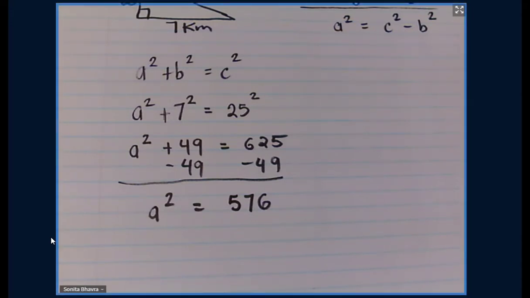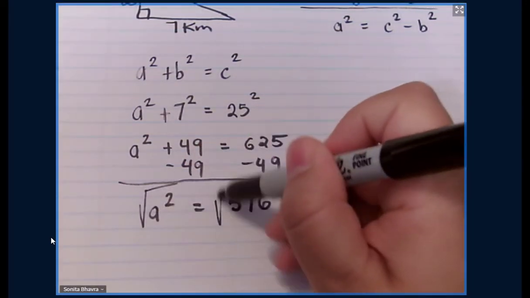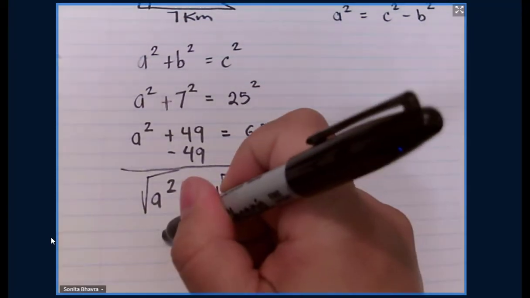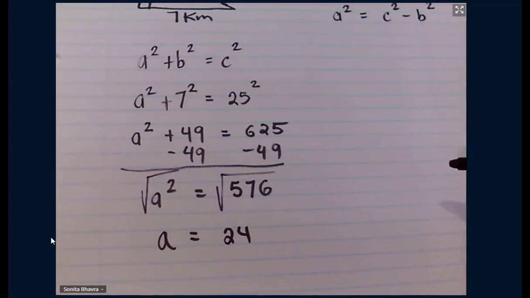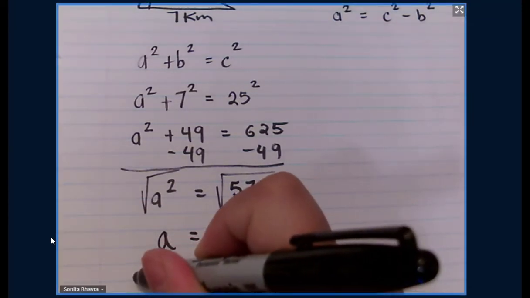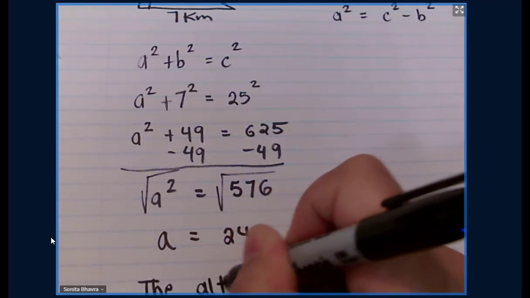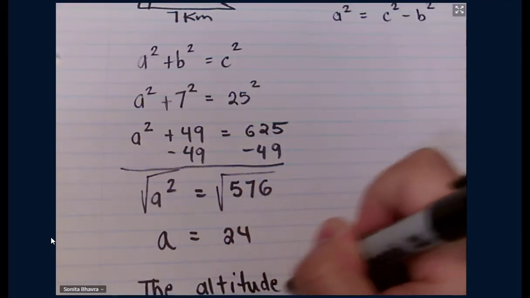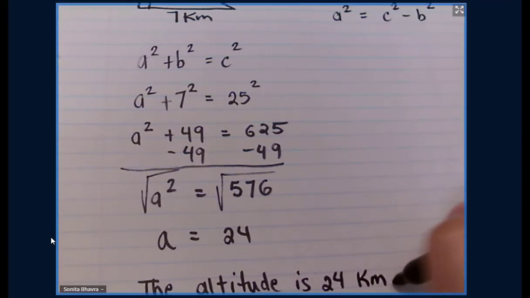The last step is taking the square root of 576, which gives me 24. We've solved for a squared, but we need to solve for a, so you're going to take the square root of both sides. That'll give me a is equal to 24. And lastly, we will just write our sentence, which is the altitude is 24 kilometers.